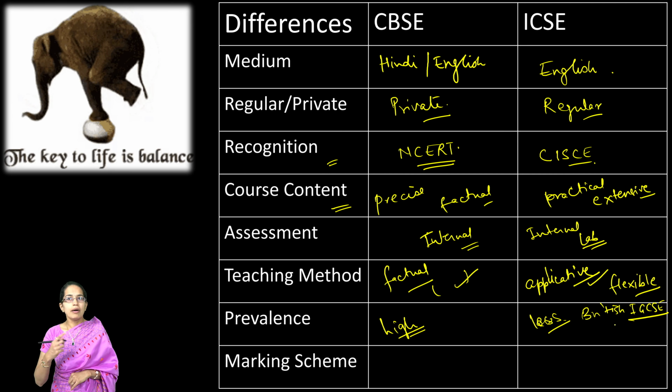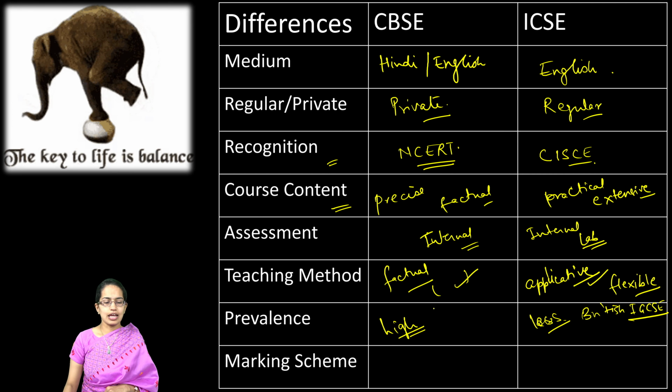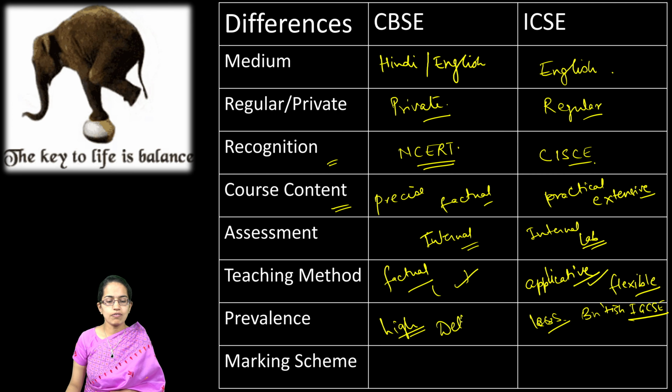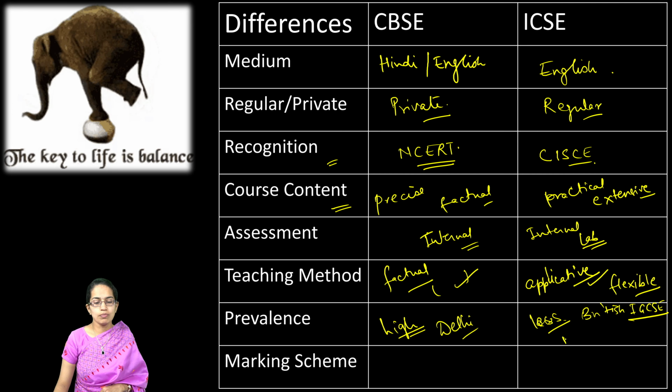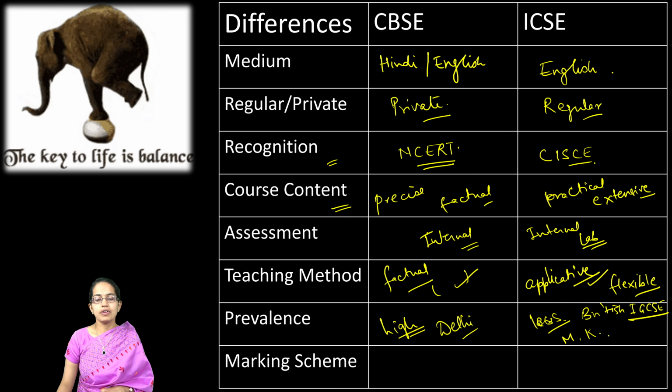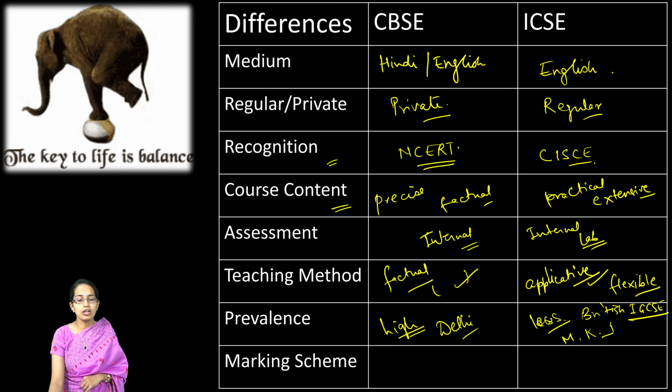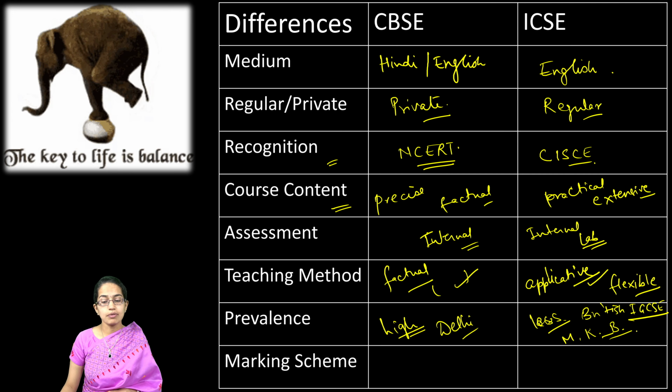that is what makes the two boards very different. Coming on to the regional areas, we can say the region of Delhi has higher numbers of schools with CBSE, in contrast to Mumbai, Kolkata, and Bangalore even, where you have a very high proportion of schools with the ICSE curriculum.